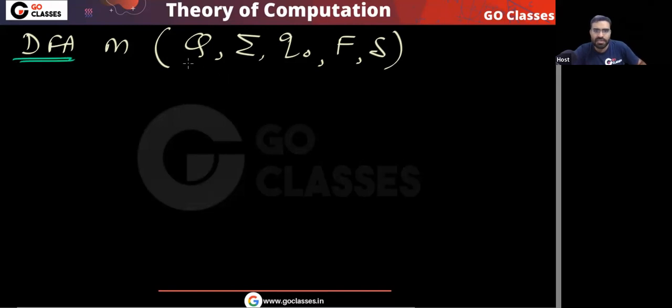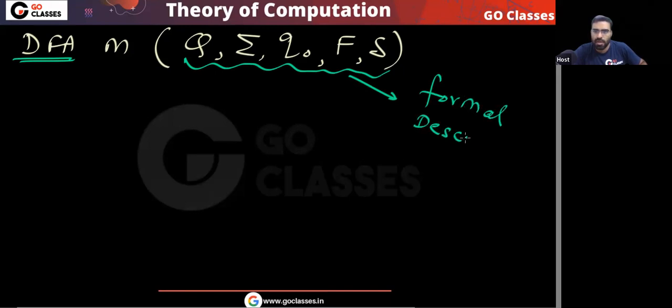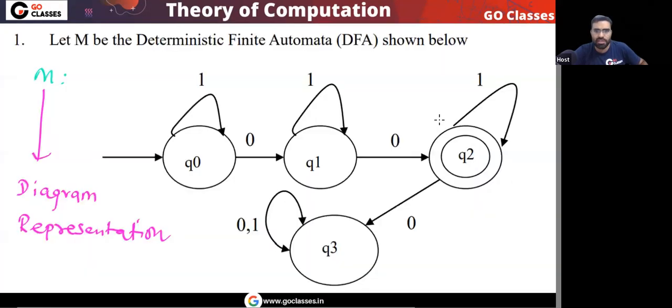Yes or no? This is called the formal description. Any DFA has only these 5 things, these 5 properties of a DFA. Now we need to provide what are these 5 things for this particular DFA M.